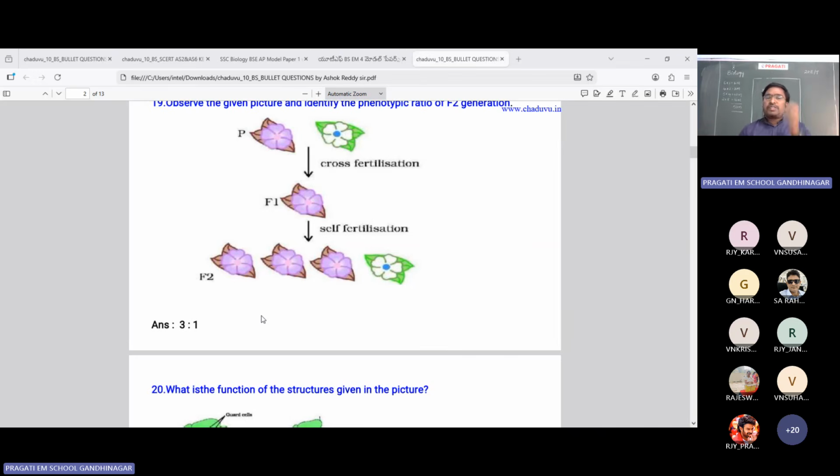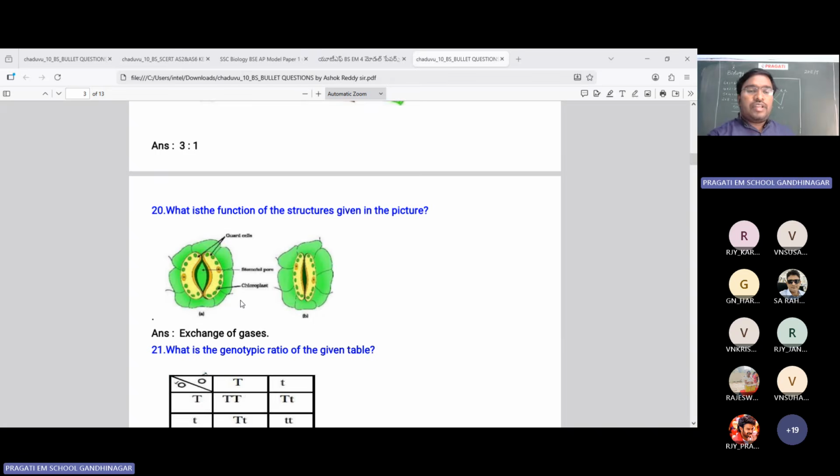So here, basing on this picture, please look at the picture. Parents after cross-pollination give the F1 generation, then it is self-pollination. Basing on this color variant, it is a monohybrid cross. In this, they are asking about the F2 generation phenotypic ratio. Three are one color and one is another color, that is green. So the visible ratio is 3:1. That is the phenotypic ratio.